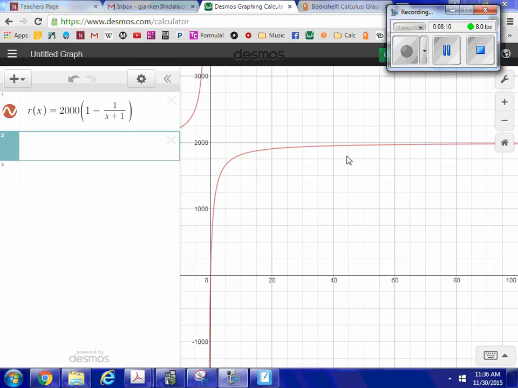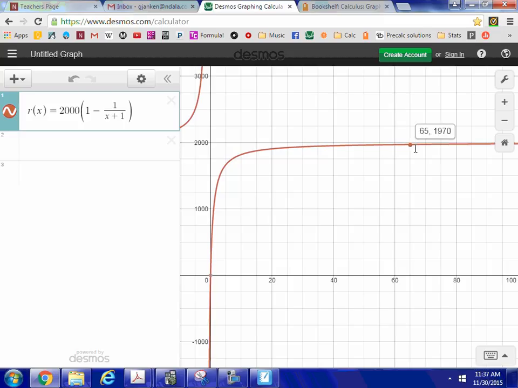This is the graph of my function, it is not the graph of the derivative, but what it's showing me is that my slope is approaching 0, my rate of change is getting really flat because my slope is getting close to 0. So what this is telling me is that as I produce more and more desks, each individual desk is going to account for less and less of an increase in revenue.